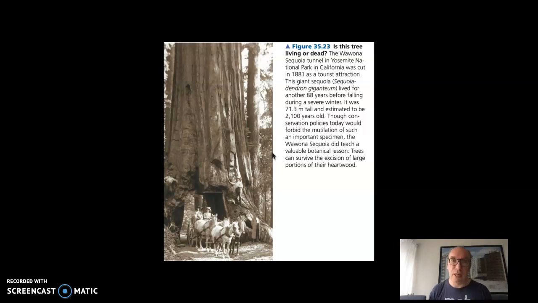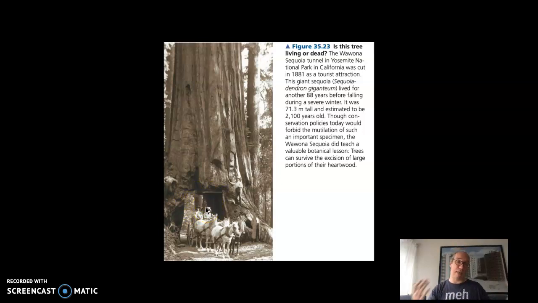Here in this tree, at the Wawona Sequoia Tunnel in Yosemite National Park, in 1881, it was a tourist attraction. What did they do? They cut out a tunnel inside this tree. Nowadays, people wouldn't do that anymore because it's very harmful to the tree. But we learned about that. We learned that trees could easily survive even if you cut out the hardwood.